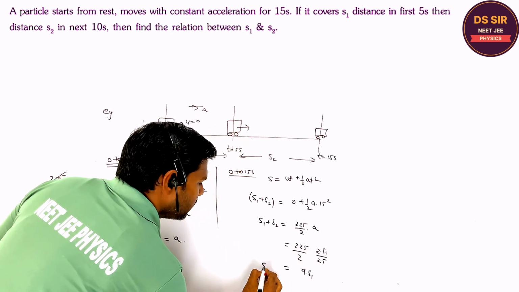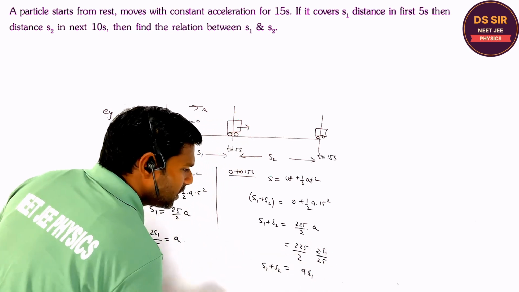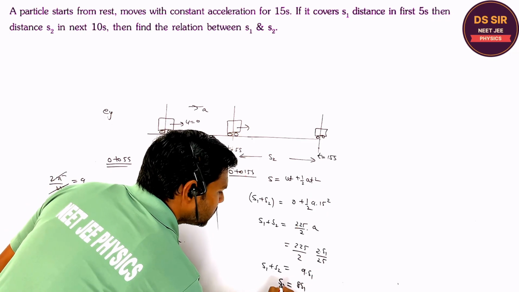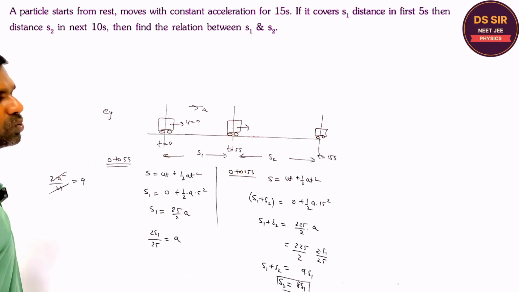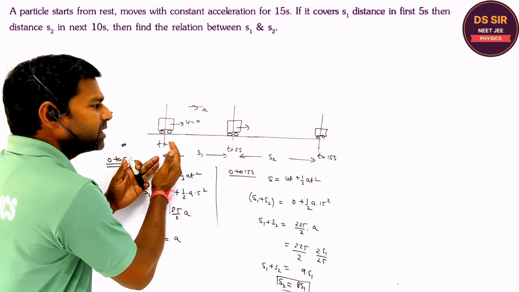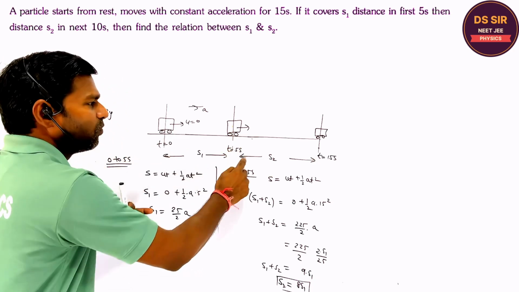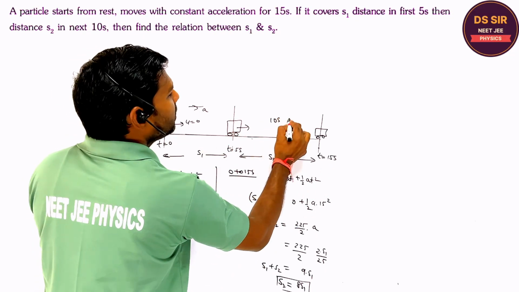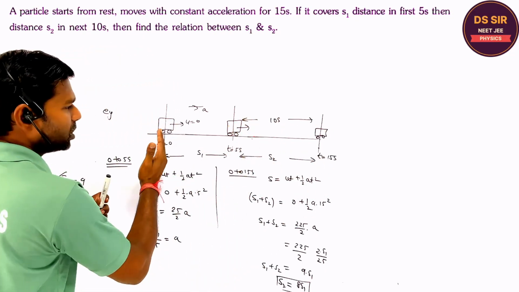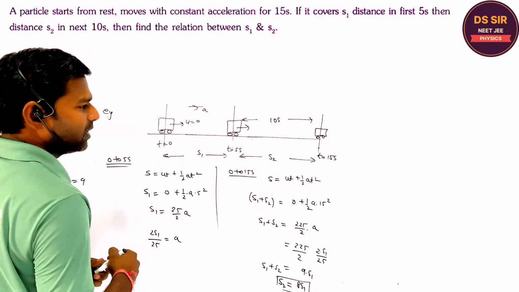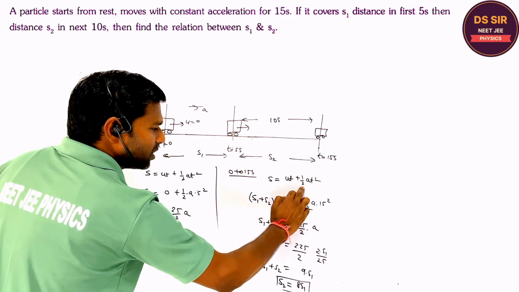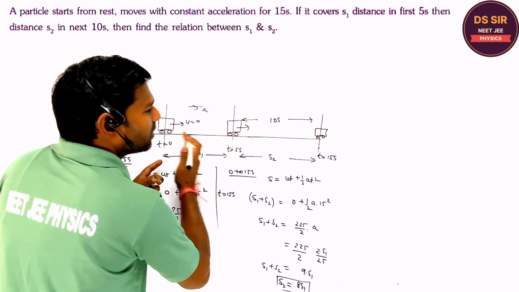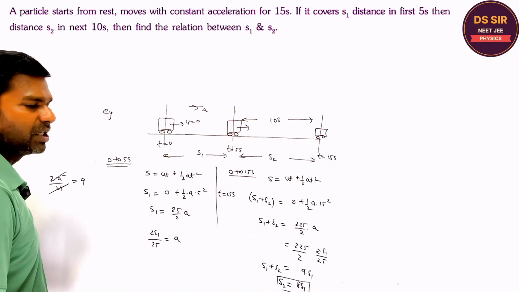So 9S1 is S1 plus S2. So what is the relation? S2 is equal to 8S1. So this is the relation between S1 and S2. What is S1? The distance covered in the initial 5 seconds. What is S2? The distance covered in the next 10 seconds. So the total displacement in 15 seconds is what? S1 plus S2. Is it clear?